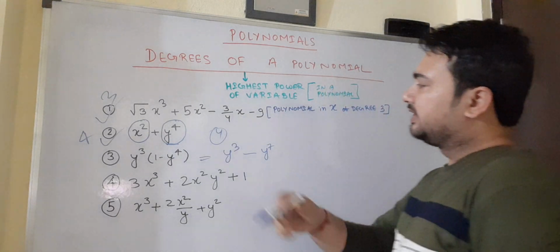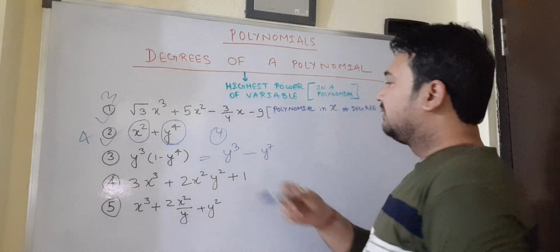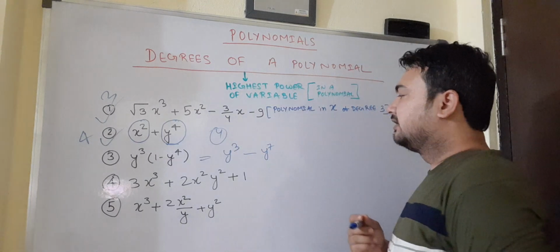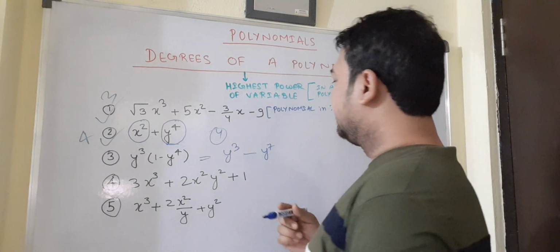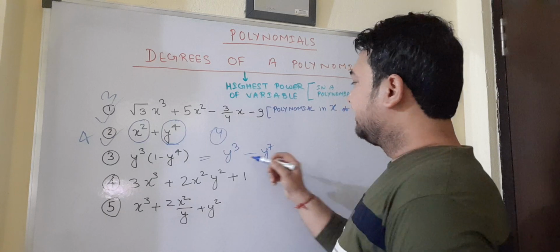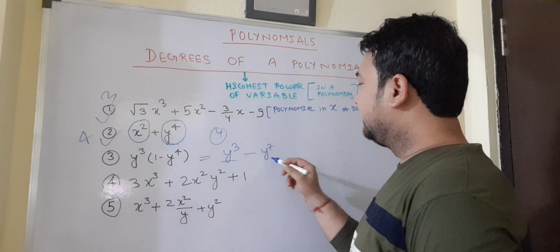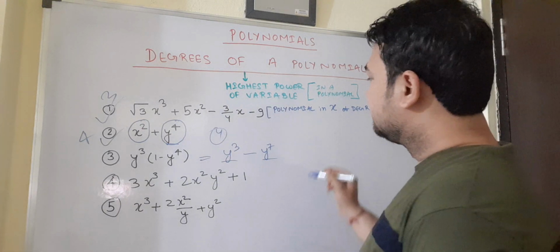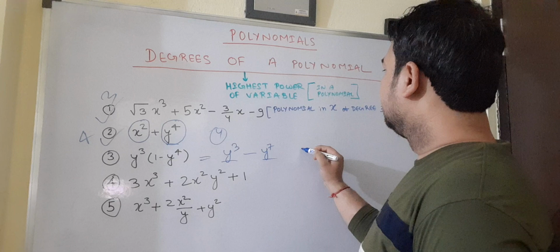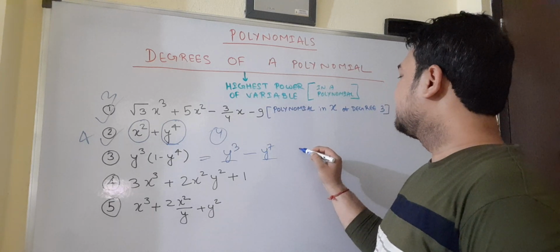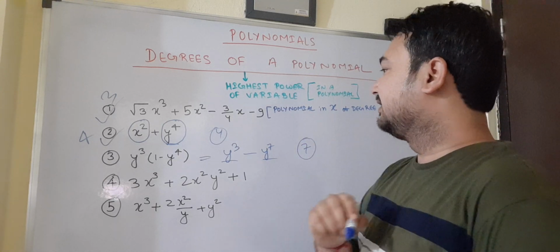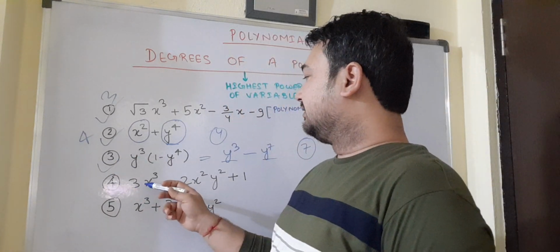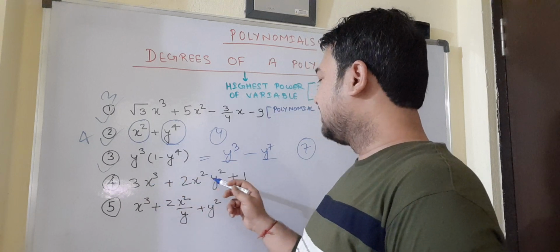So this is a polynomial where y has a power of 3 in one term and then y has a power of 7 in another term. So the variable has power of 3 in one term and the variable has a power of 7 in another term. Highest power of the variable is 7. So this is a polynomial in y of degree 7. So degree 7 in this case. In the fourth one, 3x cube plus 2x square y square plus 1.